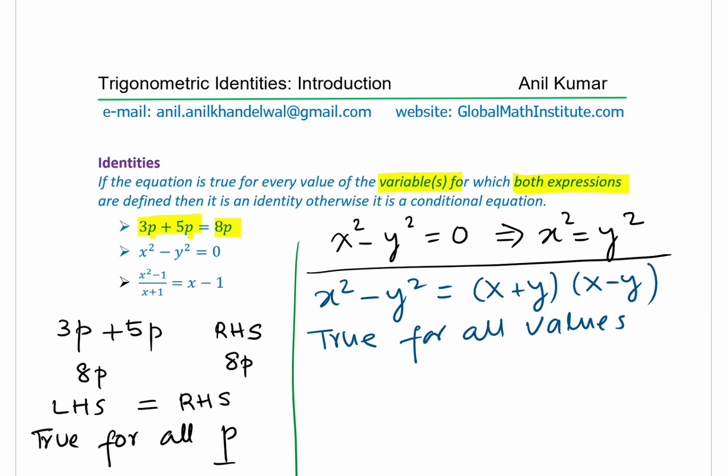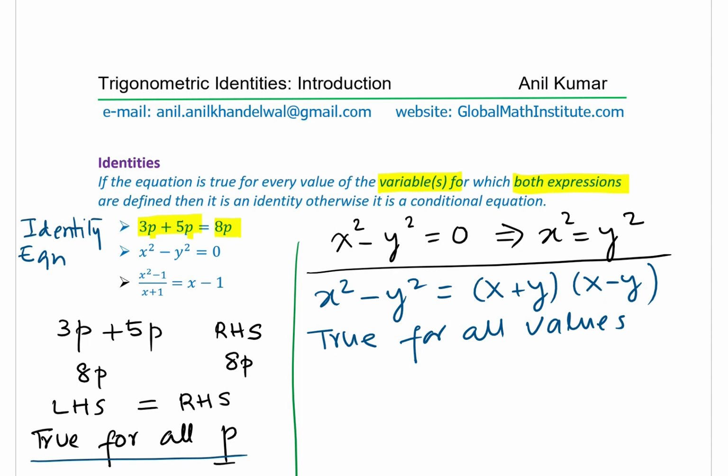So as you can see here, we have an expression on the left side and an expression on the right side. This one is an equation, and the first one is an identity. An identity is true for all values. Here, x squared minus y squared equals 0 is not true for all values. It might have many solutions, right?